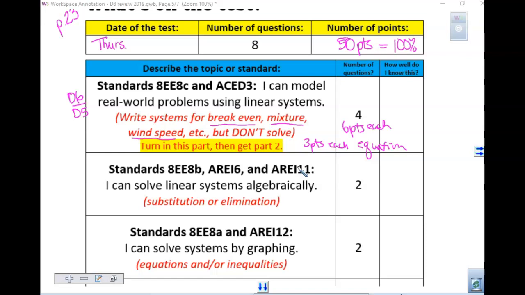Then I'll give you this next part, and you will have 2 of those problems that were up here that you are going to solve algebraically. So when you take a look at those 2 questions, they're going to be 6 points each.